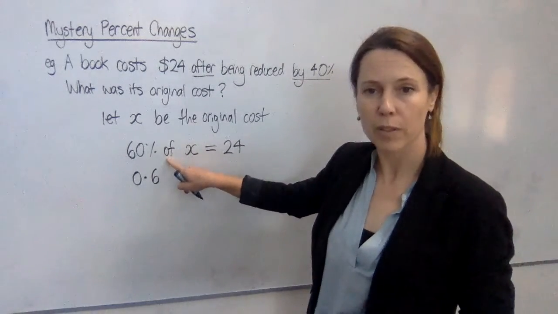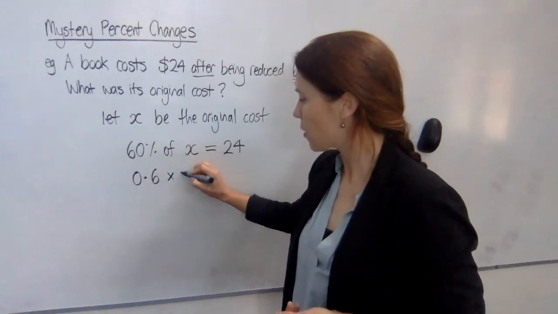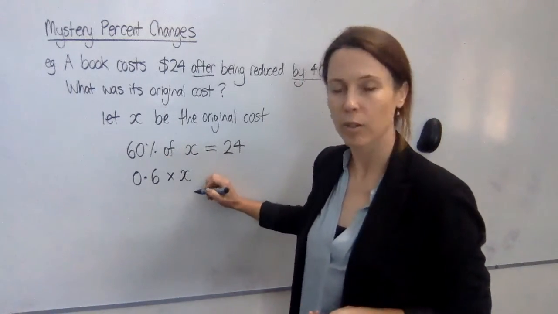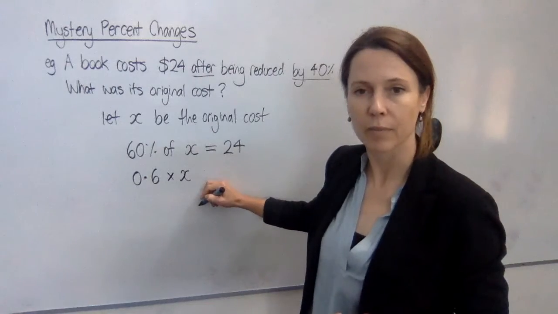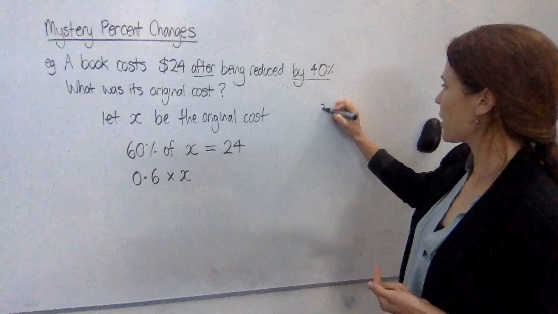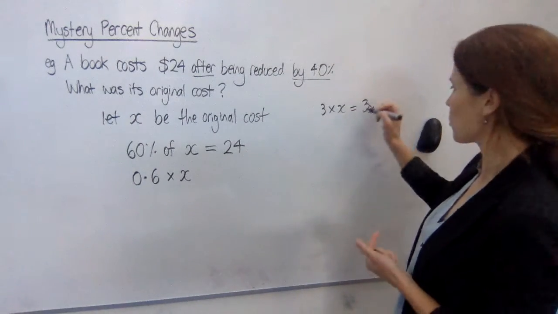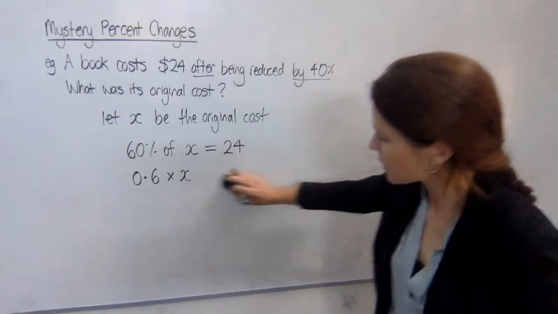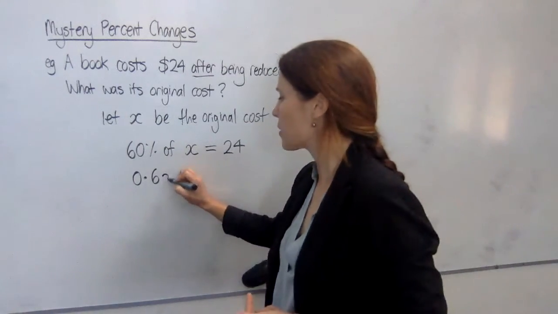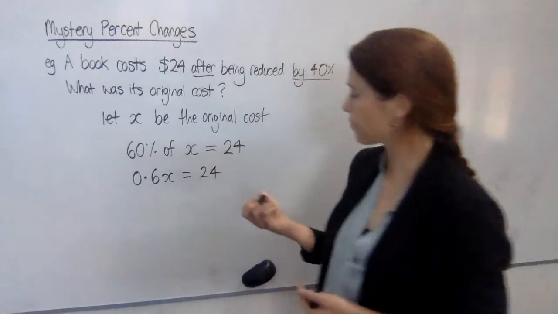Now, of, what sign is of? It's times, isn't it? Now, do I need to write times x? Or is there a quicker way that we can write it? That's right, with our algebra we don't need the times sign. If you've got 3 lots of x, we just write that as 3x, don't we? We just smush them together. So we can do the same thing down here and say, that's 0.6 x's, and that equals 24.